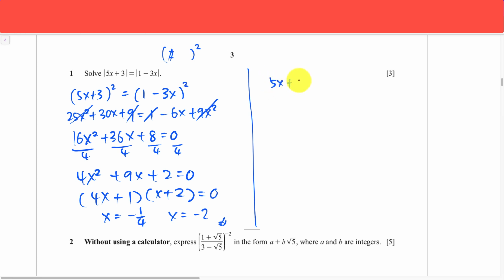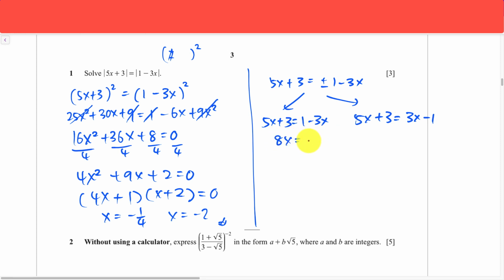So I will say 5x plus 3 equals positive or negative 1 minus 3x. I have two choices here: 5x plus 3 equals 1 minus 3x, and the other one is 5x plus 3 equals 3x minus 1, because I multiply the negative into both terms. This one gives 8x equals negative 2, so x equals negative 2 over 8, which is negative 1 over 4. And this one gives 2x equals negative 4, so x equals negative 2. So you will find that both methods give the same result.